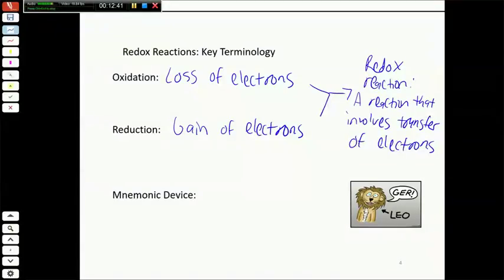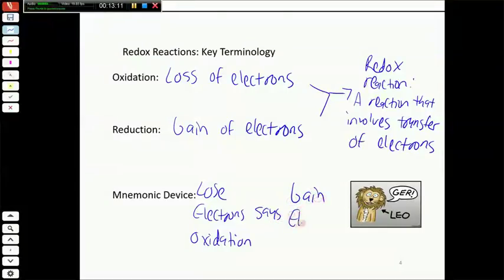Okay, so you have loss and gain of electrons. If you want to remember which one is which, is oxidation losing electrons or reduction gaining electrons, think of a lion, which I think the Latin root for that is Leo. And what does a lion say? It says ger. And so if you lose electrons, that's an oxidation. So that's Leo. And what does Leo say? He says ger. And so if you gain electrons, that's a reduction. All right, so hopefully you'll never forget that, but that's the difference between oxidation and reduction.